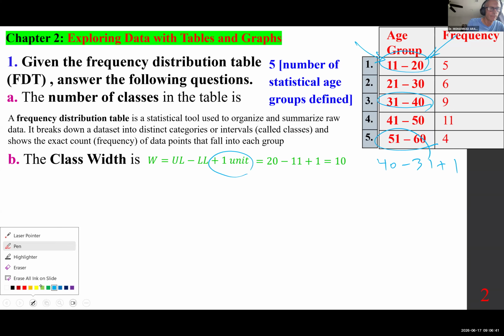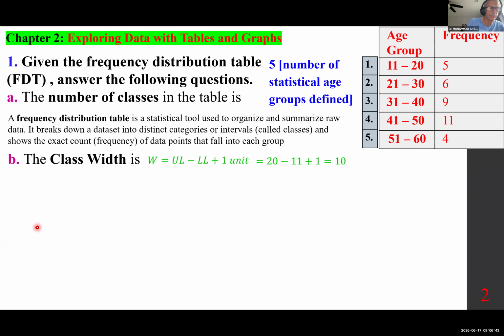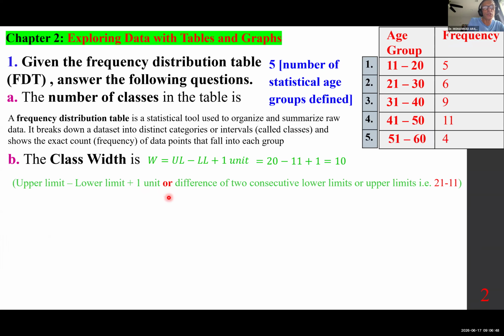Here's the second method. Upper limit minus lower limit plus 1 unit, or the difference of 2 consecutive lower limits or upper limits. For example, look at this one, 21 minus 11, or 30 minus 20, or 51 minus 41, or 60 minus 50. That gives you the same answer, namely 10. Okay? So whatever is easier.